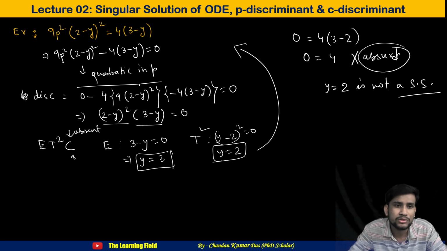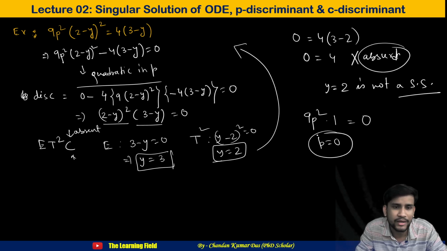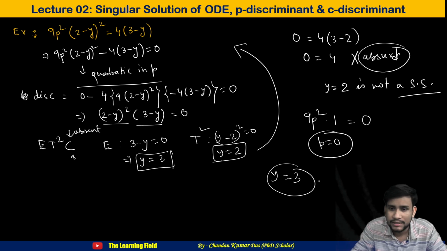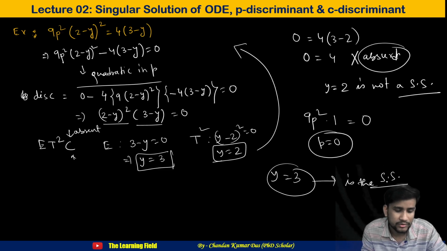Now if we put y equal to 3, then what happens? 9p square into 2 minus y means 1, and this is equal to 0. That means p equal to 0, which satisfies the differential equation. That means this y equal to 3 is the singular solution. Fine, we must say that.